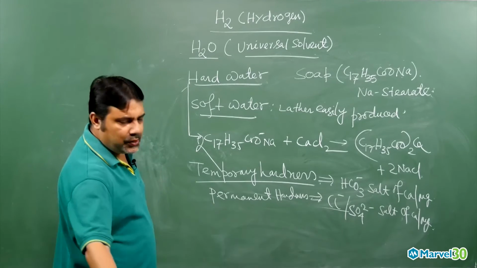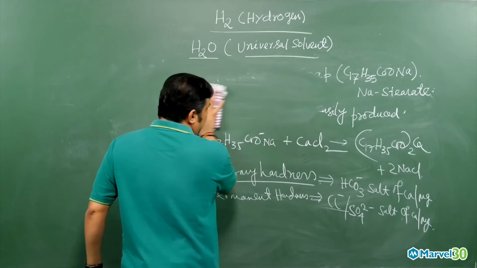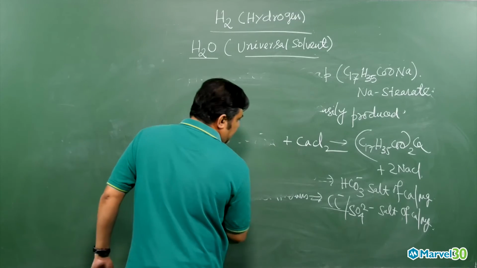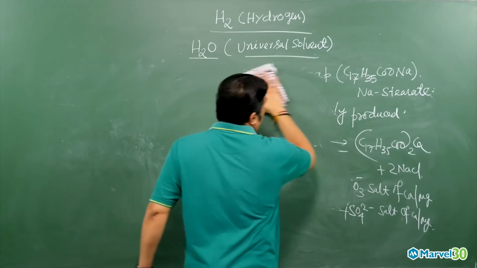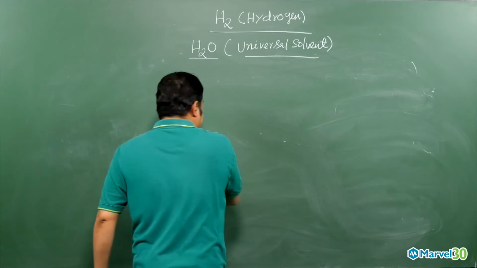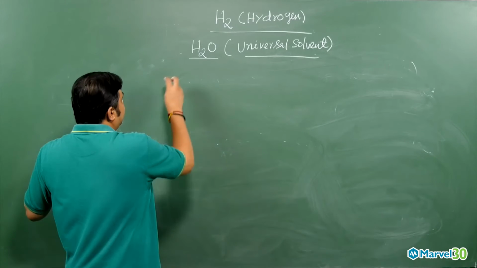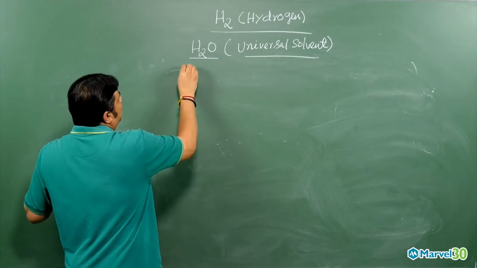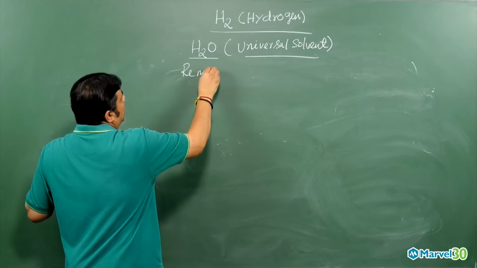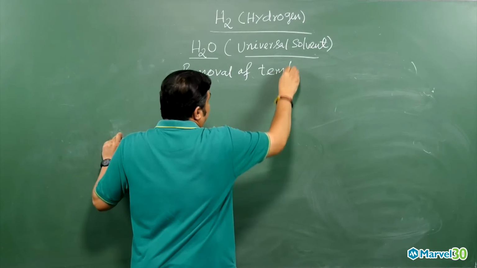Once we understand how hardness is created in water and how we can remove temporary hardness and permanent hardness from hard water, let us focus on that. Temporary hardness is created by the bicarbonate salt of calcium and magnesium. So here is the removal of temporary hardness.